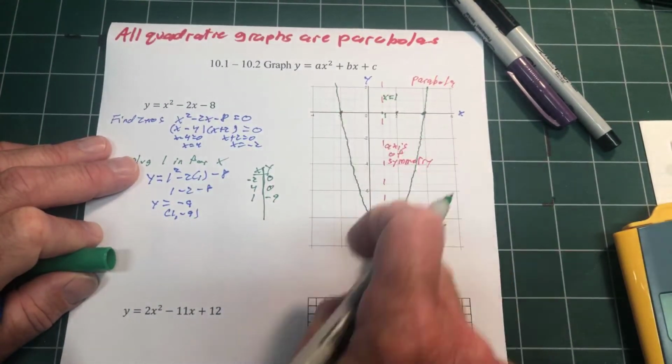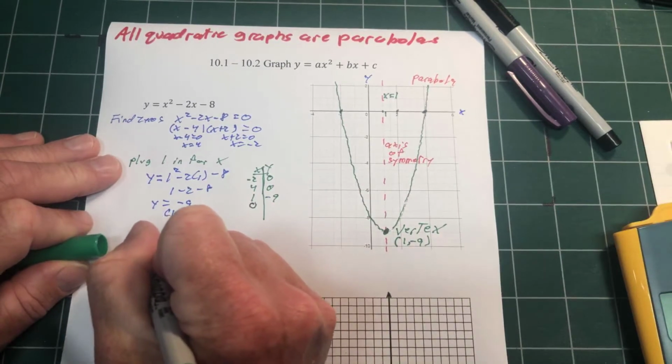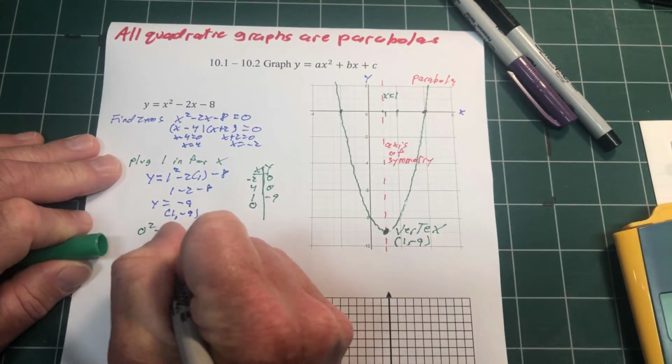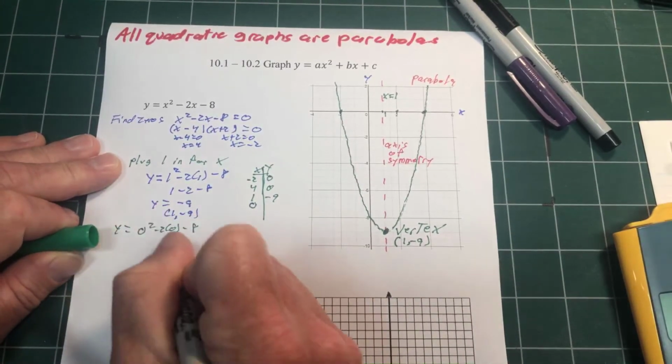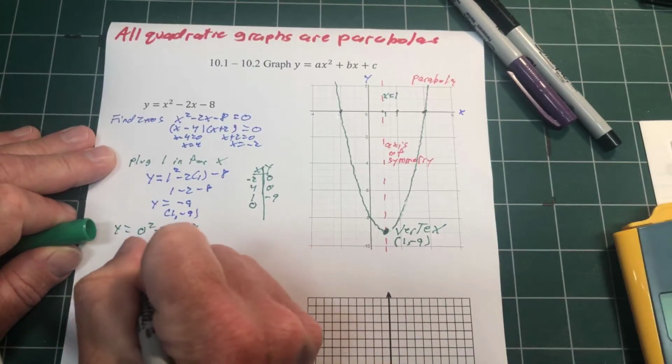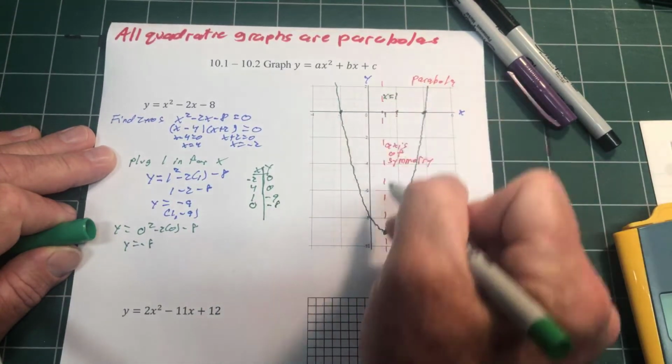0 squared minus 2 times 0 minus 8. 0 minus 8, y is negative 8. 0, negative 8, that's on my graph. How about, well, I already know 1. I know when it's negative, how about when x is positive 2?